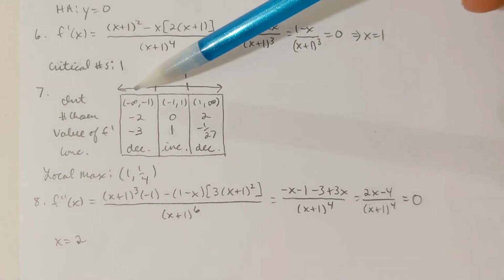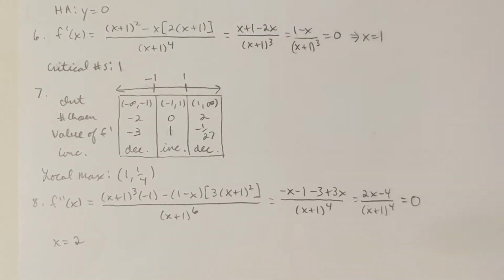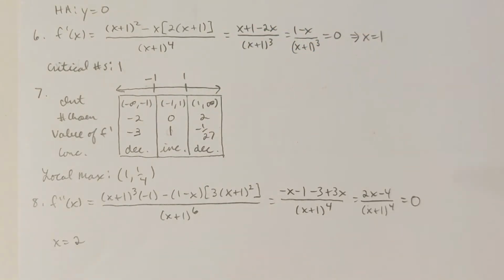Okay, and that's going to split the real number line into 3 sections. I've got my 3 intervals arranged. Step 7, we're using the first derivative test here, of course.